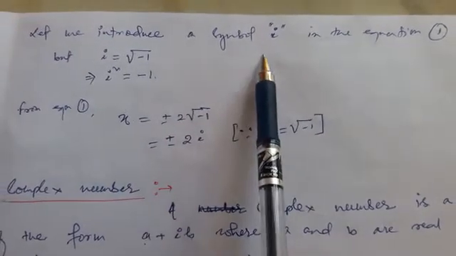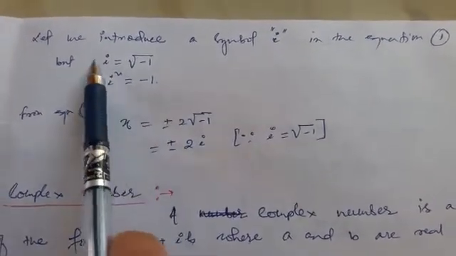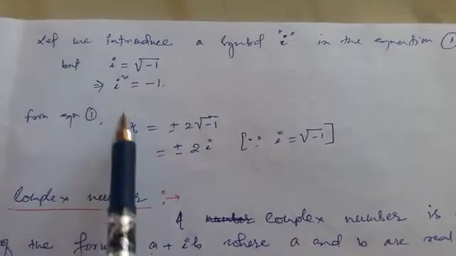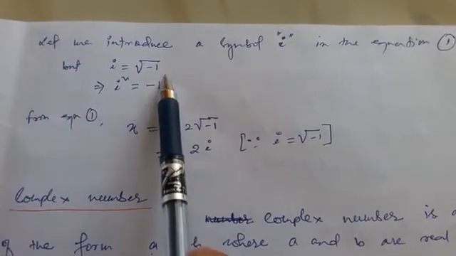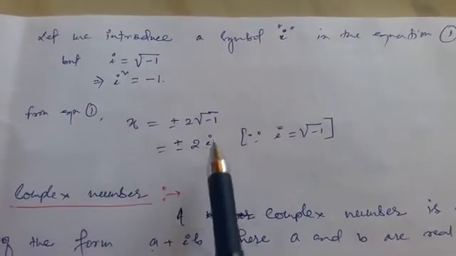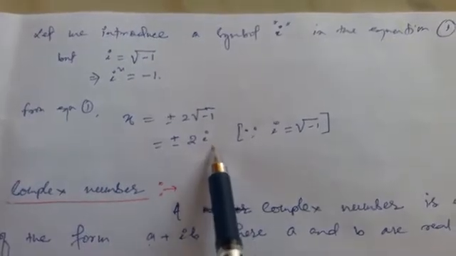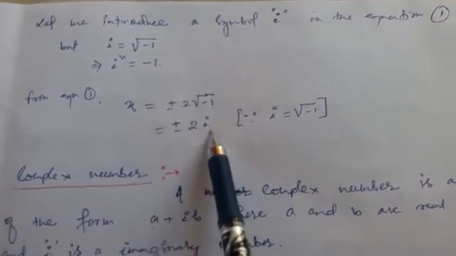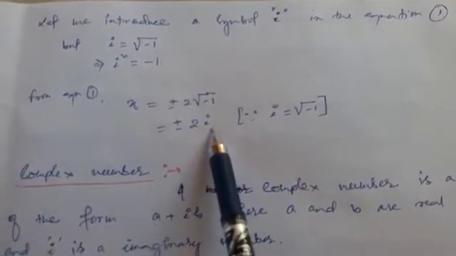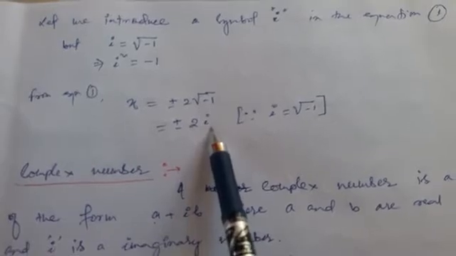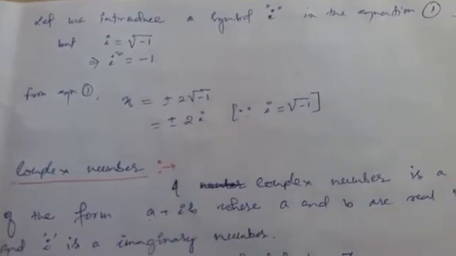Then, as I explained before, the value of i is equal to root over minus 1. This value can be replaced by i. From this we get the complex number. i indicates the imaginary number.